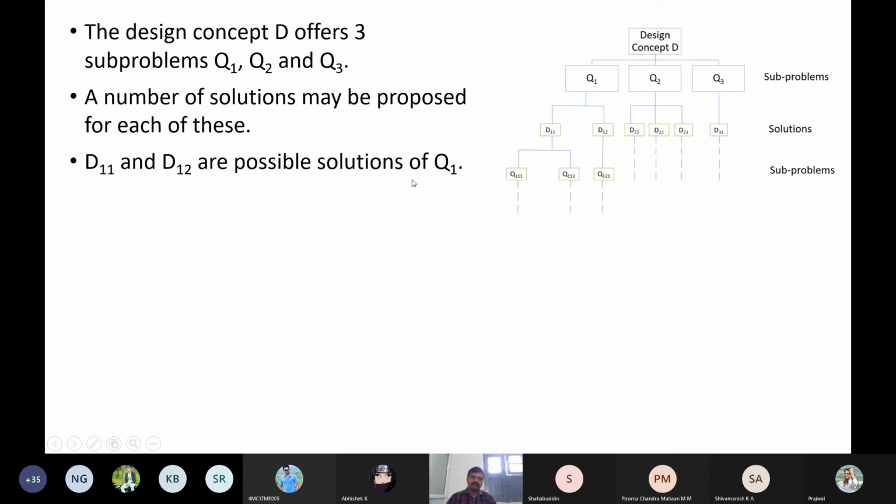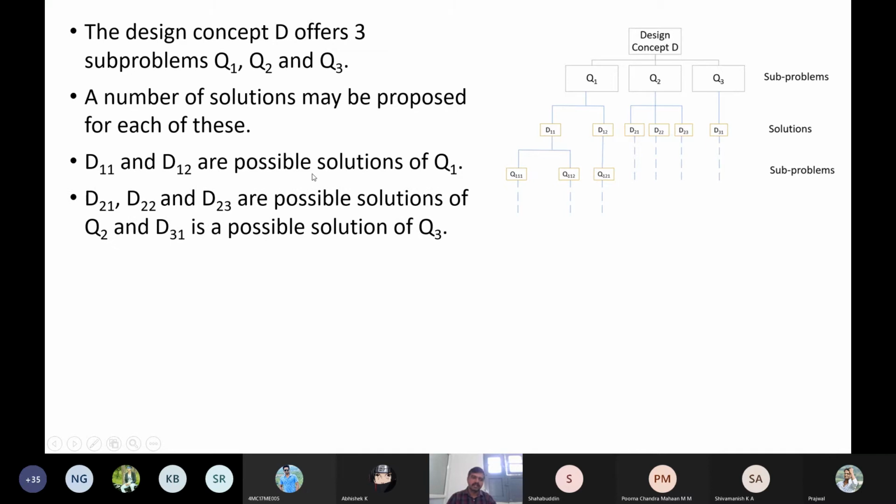D11 and D12 are possible solutions of Q1. So Q1 is the subproblem. There are two solutions for this, D11 and D12. Next, D21, D22 and D23 are possible solutions of Q2. There are three possible solutions for Q2. Next, D31 is a possible solution of Q3. This is the Q3 and D31 is the solution for this.